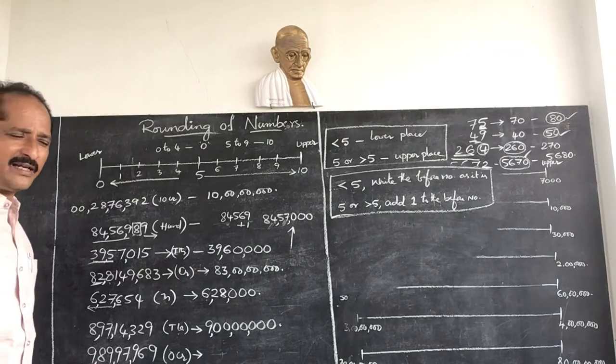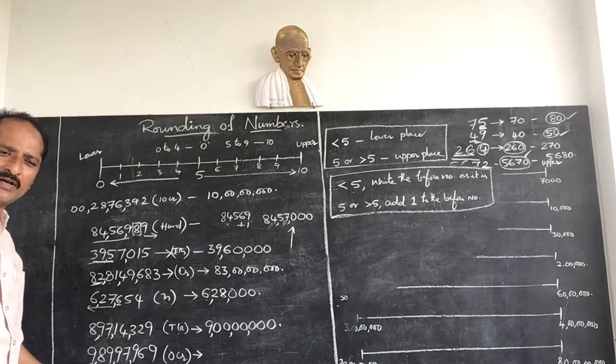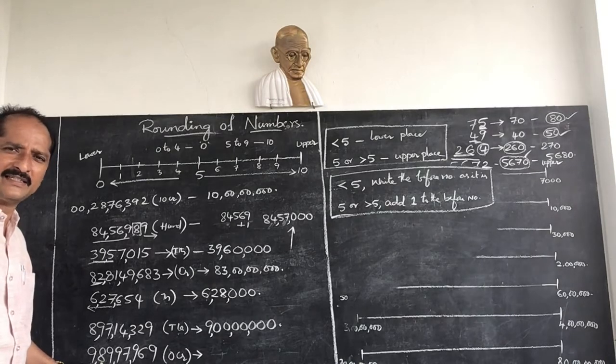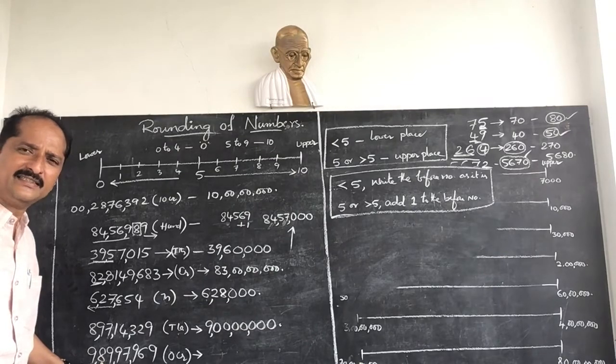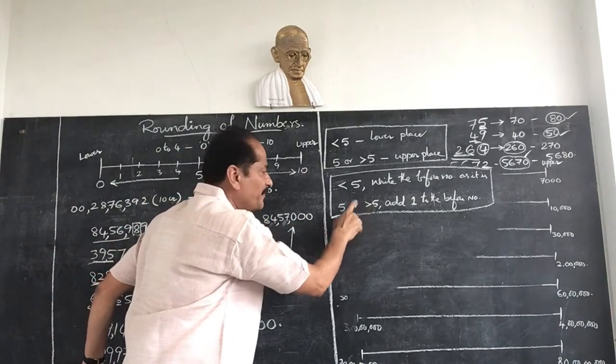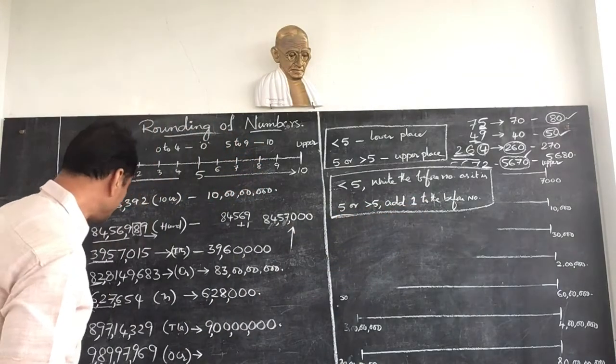So 9 crores are there. So next lower than 1 crore place is equal to 10 lakhs place. Digit in 10 lakhs place is 8. 8 is more than 5. If the digit is 5 or more than 5, add 1 to the before number.